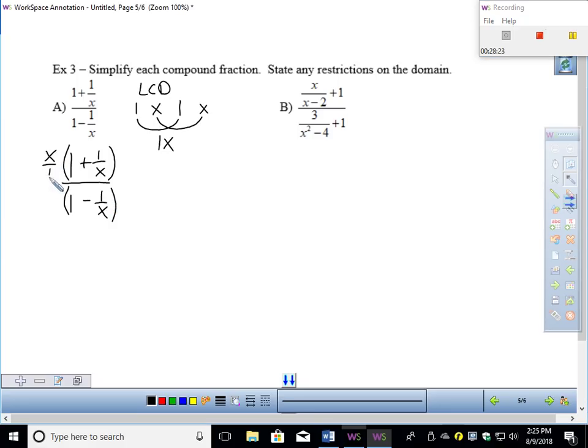Now here's how I do it, everybody. I'm going to actually write the LCD, and I'm going to put it over 1. Again, as you do these, if you get the sense like, oh, I don't need to do that, then don't bother. I've found just working with students over the years, it's just helpful visually, and you'll see why I mean that. So LCD, just put it over 1. Anything I do to the numerator, I do to the denominator, so that's it right here. I'm going to multiply the numerator and denominator by x. Awesome. Well, let's go ahead and distribute.